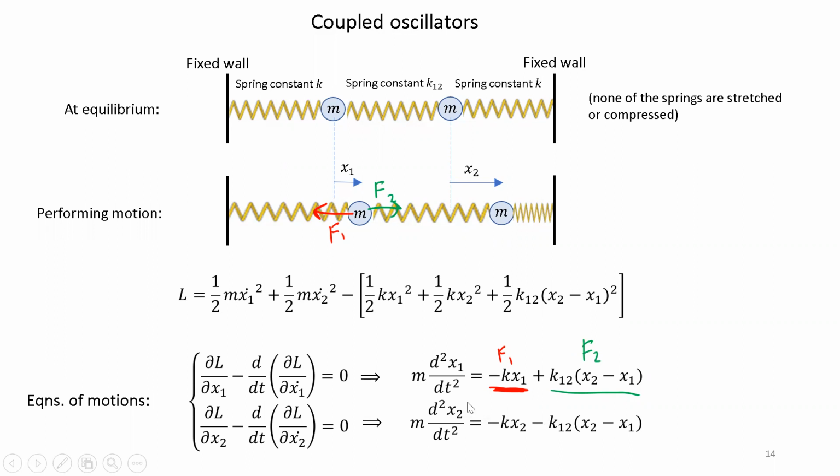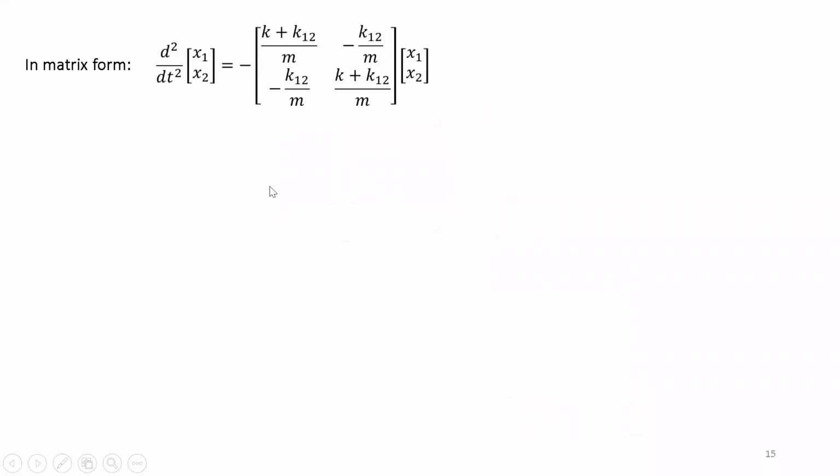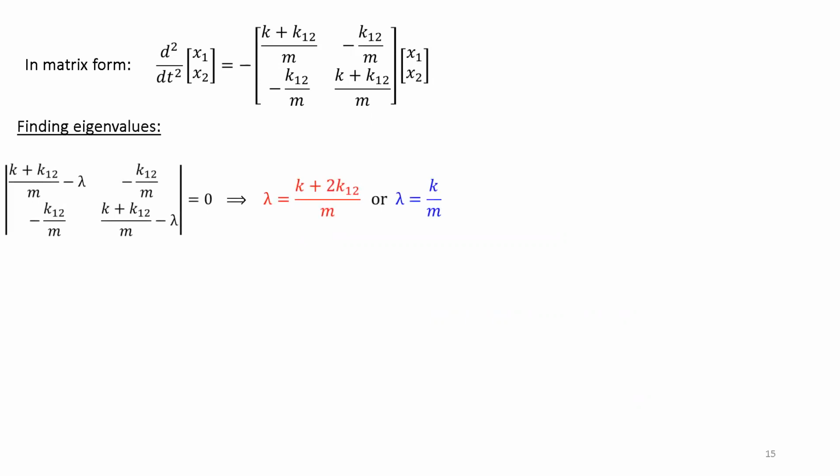Okay, so now what we need to do is to solve this set of differential equations. Same strategy: write it in matrix form, like this. And then what's next? Eigenvalues, eigenvectors. Skipping the details, you should be able to find that these are the two eigenvalues.